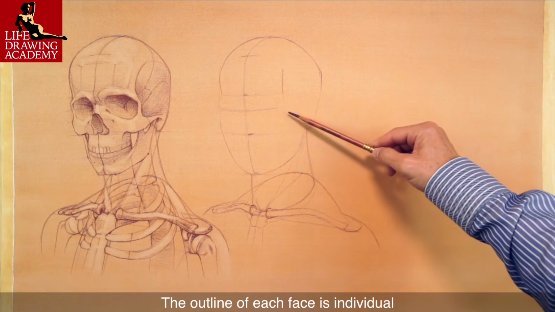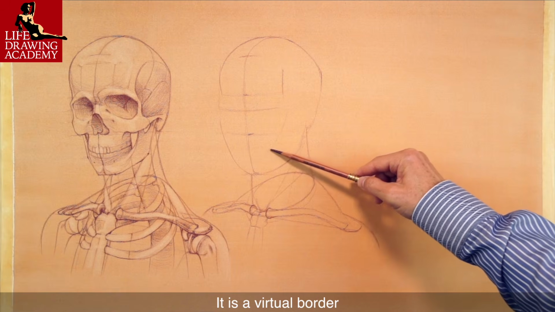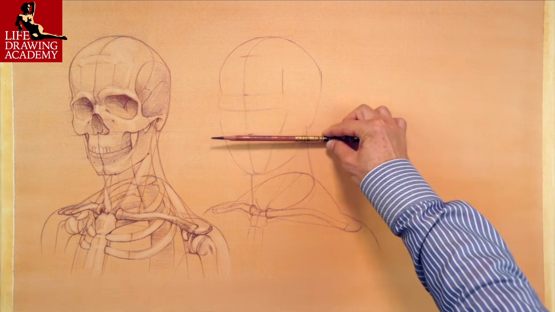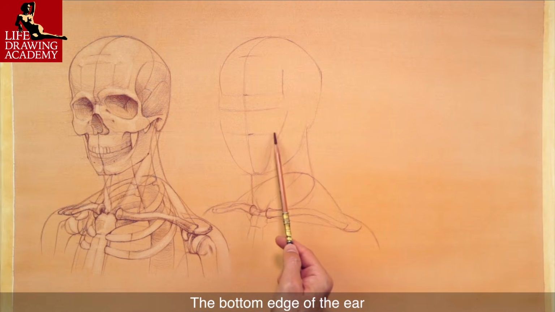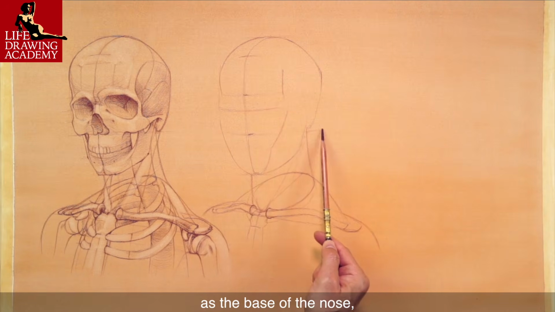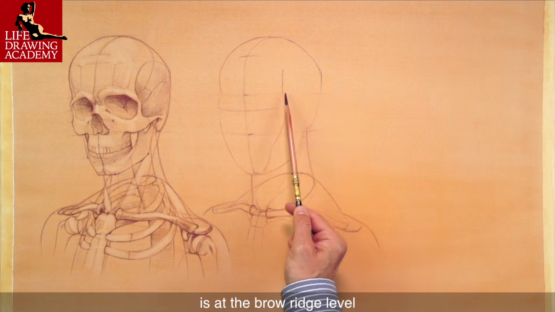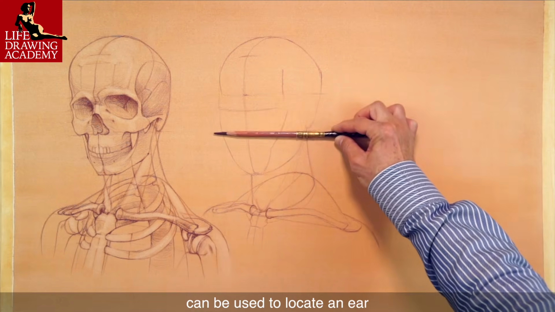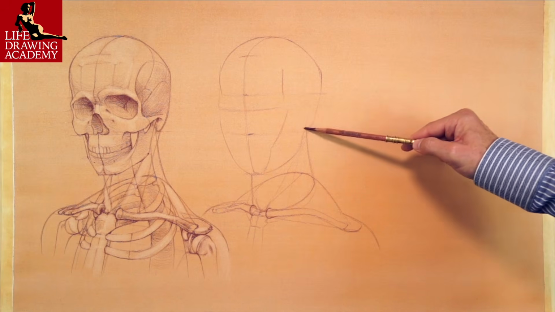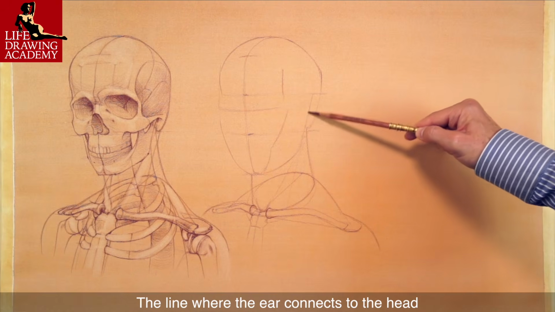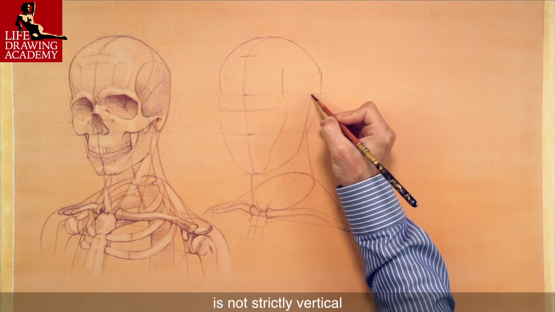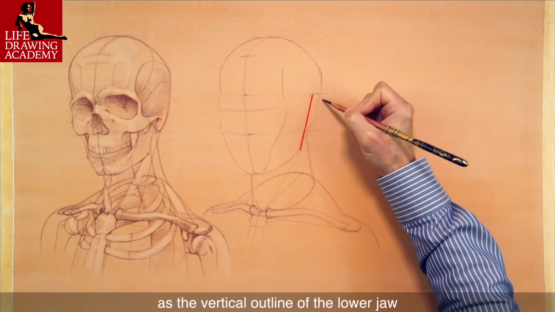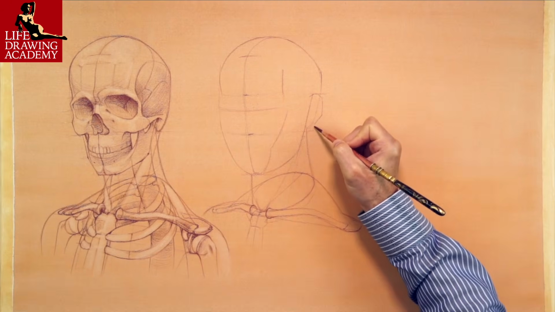The outline of each face is individual. It is a virtual border between the front and side planes of the head. The bottom edge of the ear is at the same level as the base of the nose, and its top edge is at the brow ridge level. Marks at 1/3 of the face can be used to locate an ear. The line where the ear connects to the head is not strictly vertical, but slightly tilted. It usually has the same tilt as the vertical outline of the lower jaw.